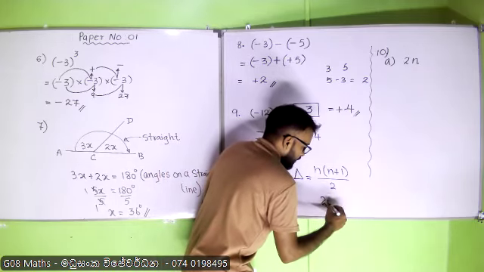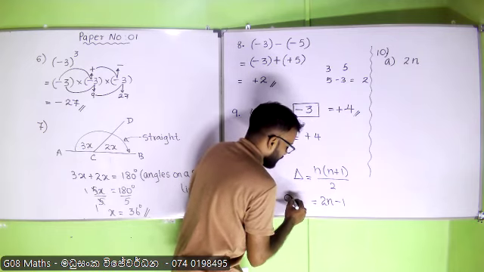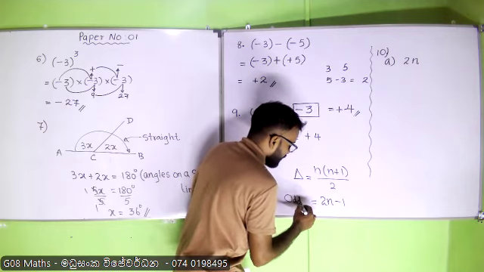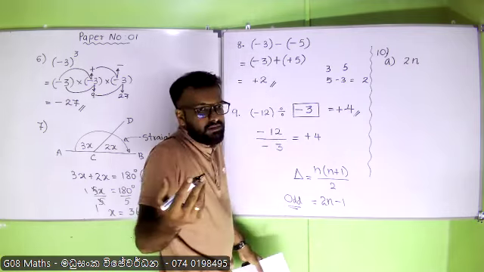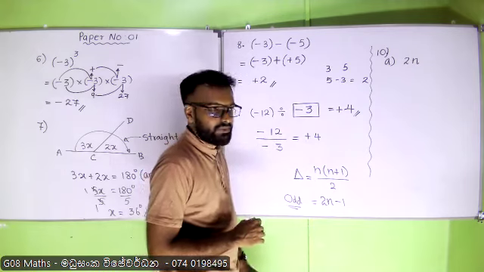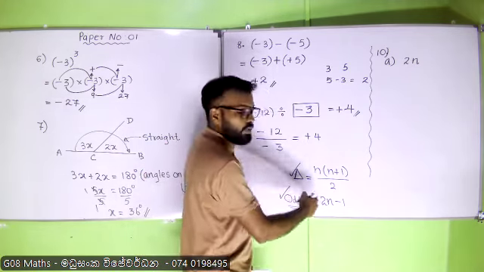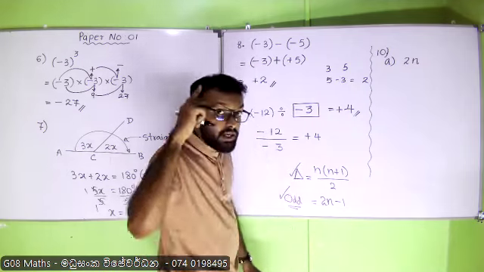And 2n minus 1, this is the odd number pattern, right? This is for the odd number pattern. Do you remember? First lesson has been totally forgotten, you guys. This is for the triangular number pattern. This is for the odd number pattern. General terms. Keep that in your mind.